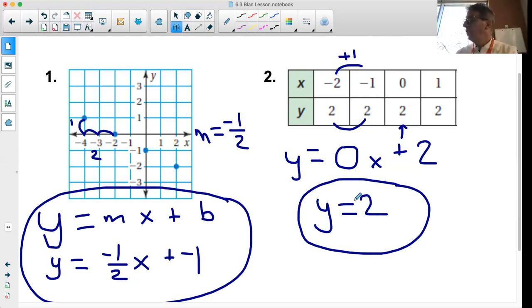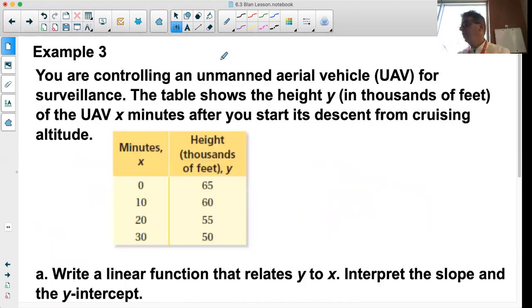Now we move right into example 3, a real life application, dealing with 6.3. Example 3, you are controlling an unmanned aerial vehicle, a UAV, for surveillance. The table shows the height y in thousands of feet of the UAV x minutes after you start its descent from cruising altitude. Okay, so it's going down, heights in thousands.